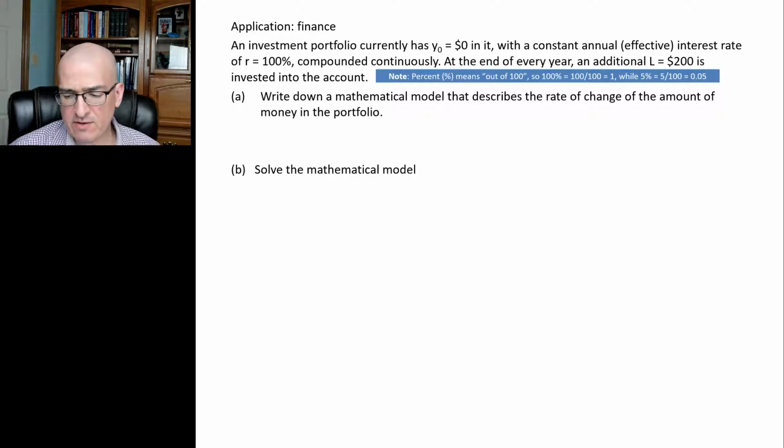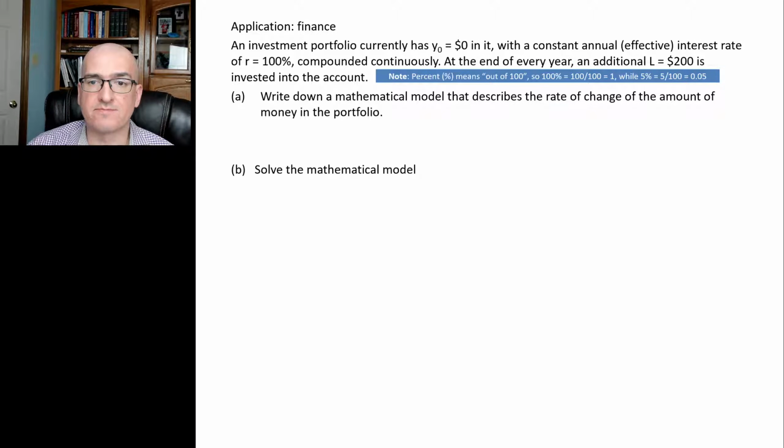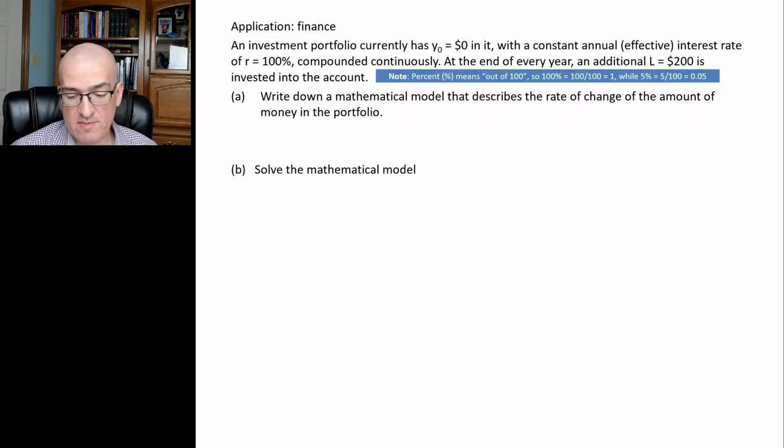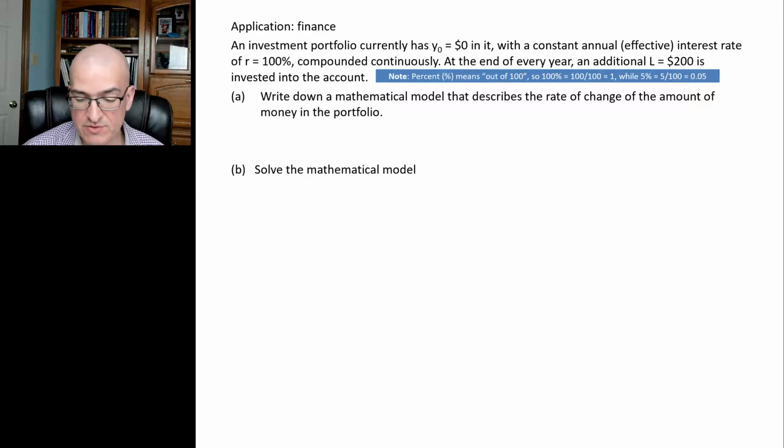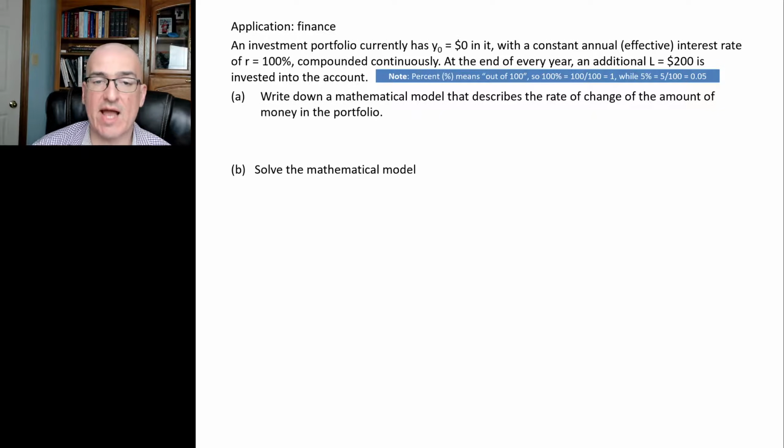Now, at the end of every year, we're going to throw $200 into this account. And I want to write down a mathematical model that describes how much money is in here. There's a few pieces of vocabulary that we have to get used to when we work with finance applications. One of them is, what does percent mean? Percent literally means out of 100, per cent, French, out of 100.